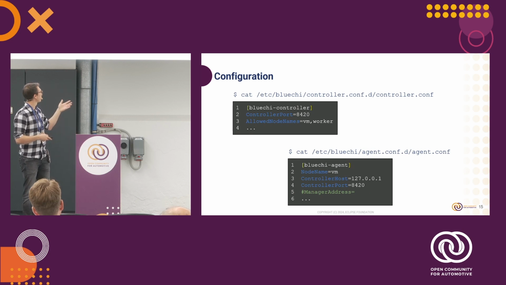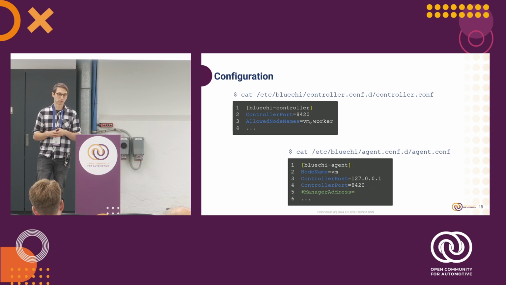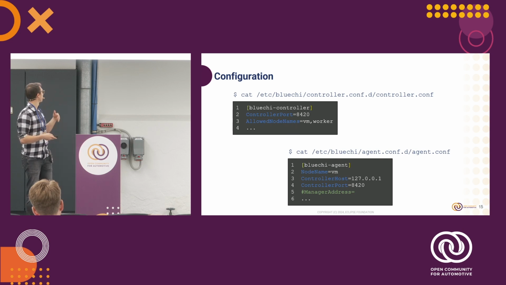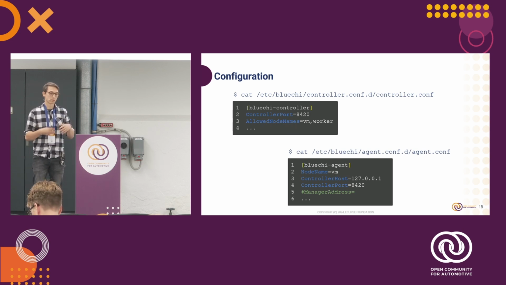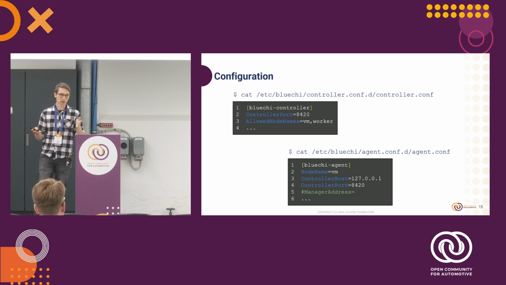Same thing for the agent, actually. Here we just specify the name. In this case, it was the virtual machine. And we can specify the address, so the host and the port of the controller. We can also use the field manager address, where we could specify a Unix socket or whatever we'd like to connect to.